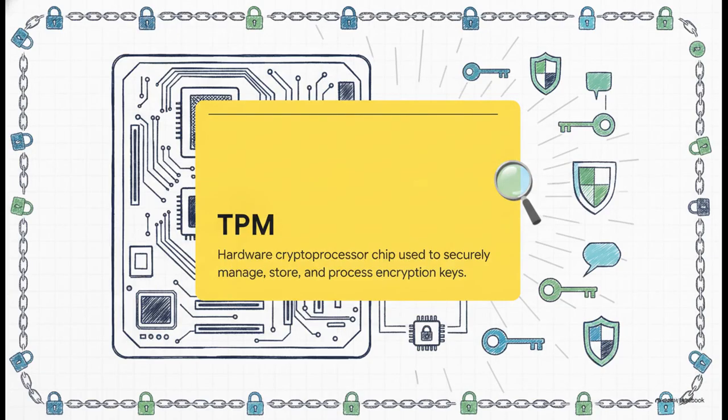Another totally vital hardware defense is the Trusted Platform Module, or TPM. A TPM is a dedicated hardware cryptoprocessor chip installed right onto a computer's mainboard. It basically acts as a hardware root of trust. It securely manages, stores, and processes digital encryption keys. By keeping those keys physically sealed inside a chip, rather than just floating around in the operating system's software memory, you are establishing a strict physical boundary, and that is a clear due diligence requirement for protecting against digital key theft.